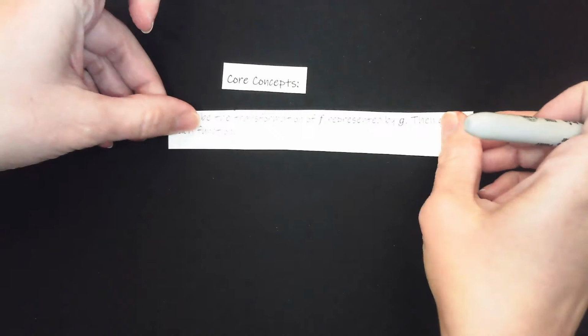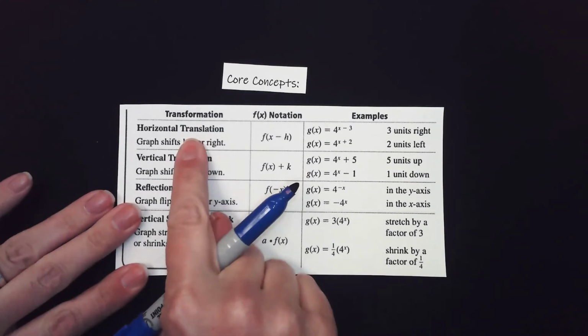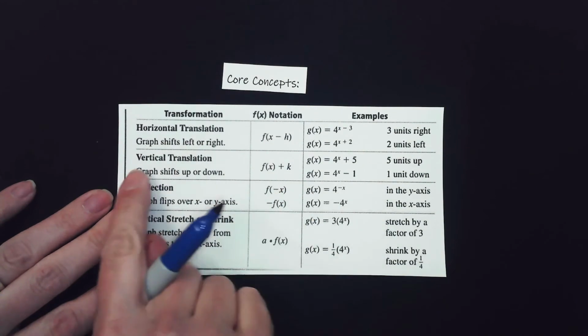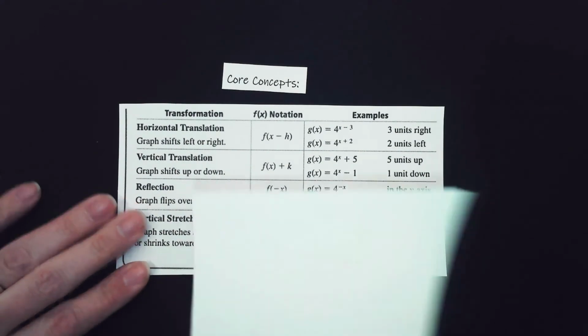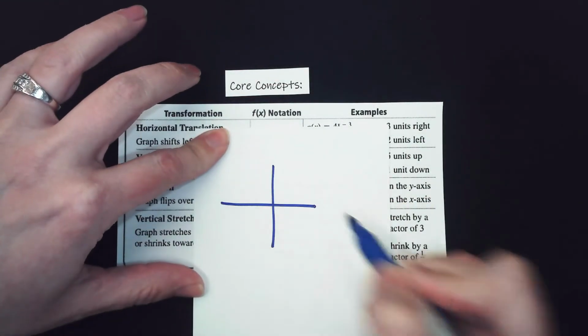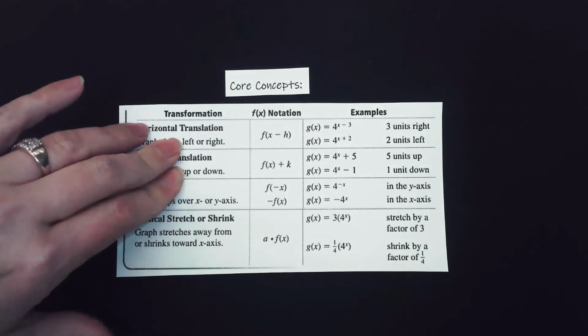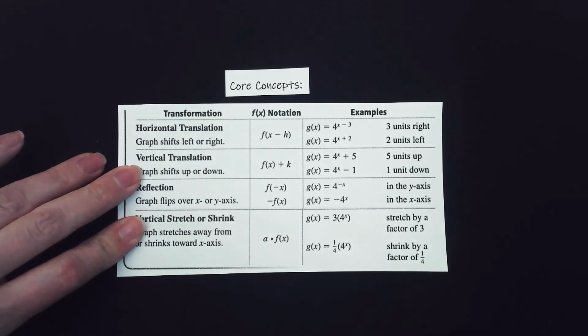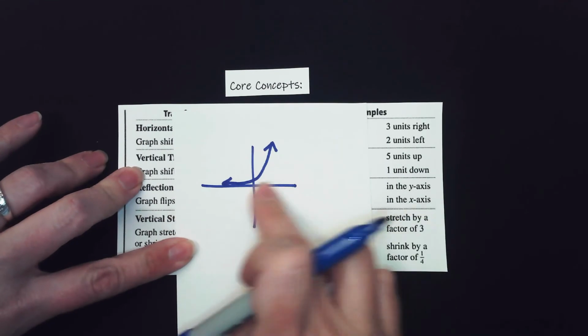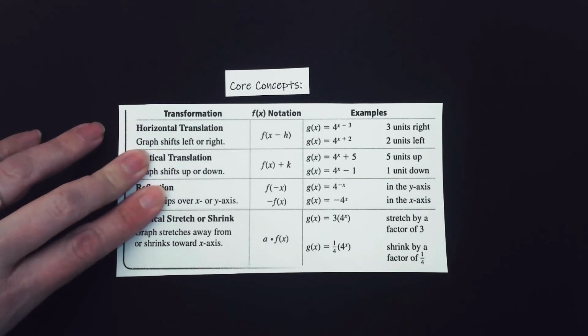So core concept here, well, that's not the core concept. Here you go. All right, so our exponential functions. We have horizontal translations, which means our graphs shift from left to right. Remember, exponential functions look like this. They don't cross that asymptote. If they move left or right, this curve would either move over here or move over here, that is that horizontal translation.